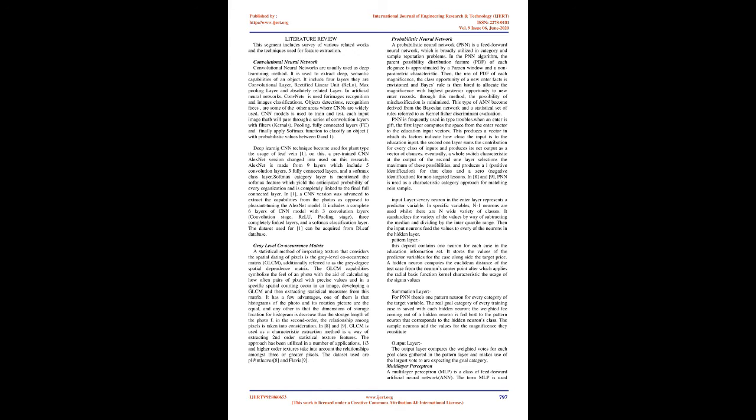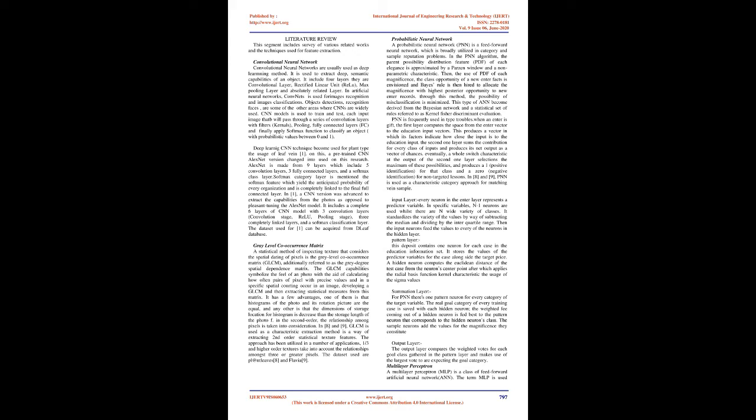One of them is that histograms of the image and its rotated image are the same, and another is that the dimension of storage for the histogram is smaller than the storage size of the image. In the second order, the relationship among pixels is taken into consideration. In [8] and [9], GLCM is used as a feature extraction method, a way of extracting second-order statistical texture features. The approach has been utilized in a number of applications. Third and higher order textures take into account the relationships among 3 or more pixels. The datasets used are PlantLeaves [8] and Flavia [9].